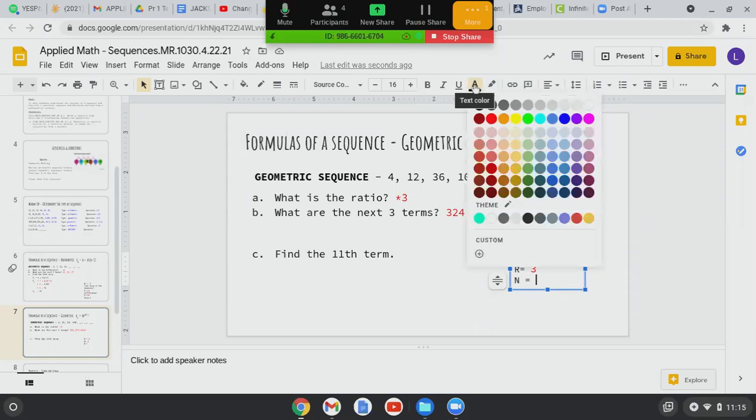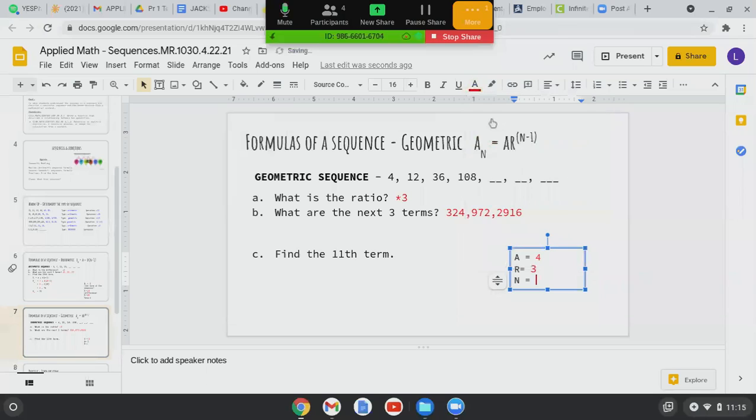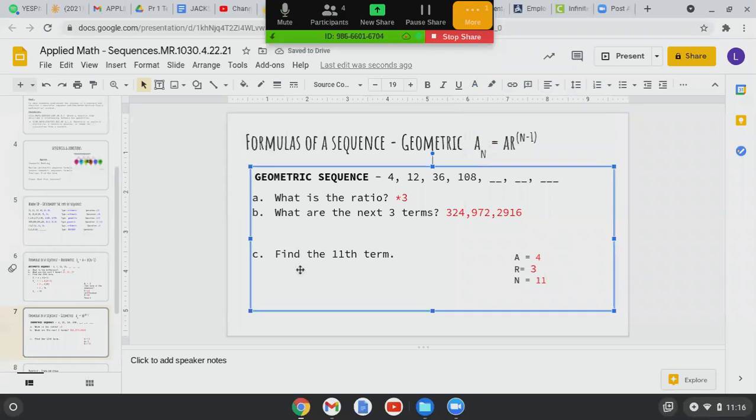So now, again, just like before, do the substitution and tell me what's going to be the 11th term. Wait, hold tight. All right, I'm going to type. Let me get my typing. Come on. Okay, here we go.